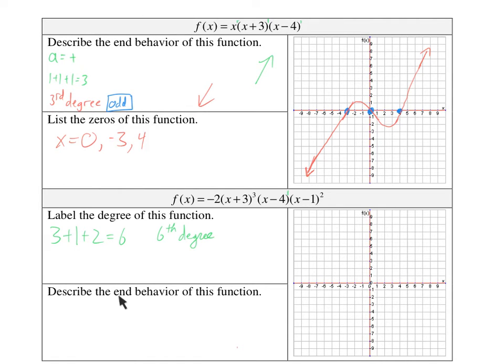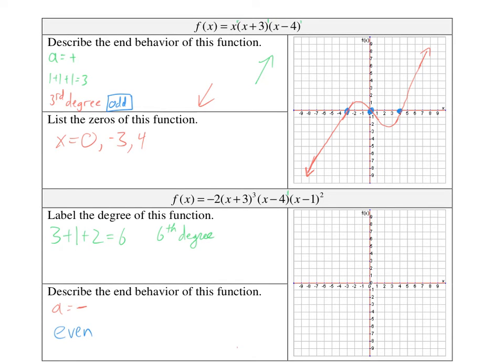All right, next question is what's the end behavior? Well, the end behavior depends on the degree as well as the a value. Now, our a value is negative. We don't care about the 2. The 2 just says it's stretched. So the a is negative. And real quick, is 6 odd or even? 6 is an even number. So let's write that down. It's an even, and it has an a value that's negative.